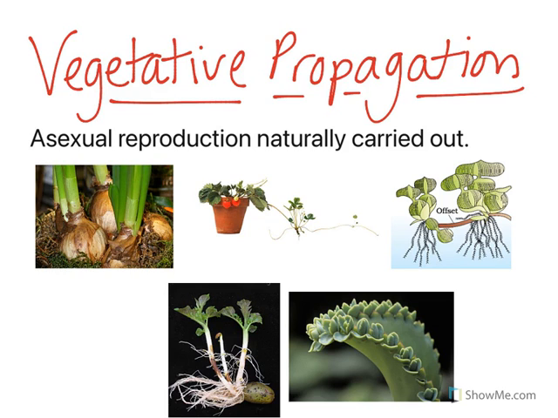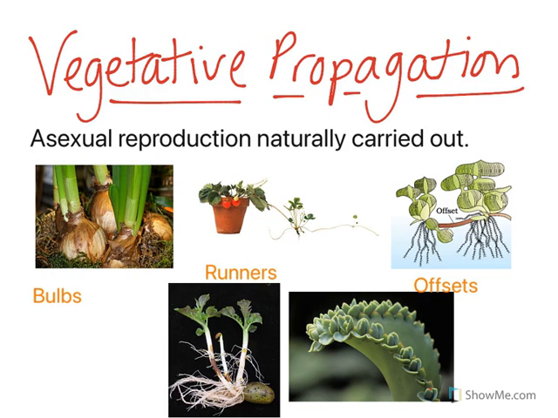Now, if we have a look at the different ways plants can asexually reproduce, which is called vegetative propagation, there are 5 different methods. There are bulbs, like onions. There are runners, such as that which you find in a strawberry plant.